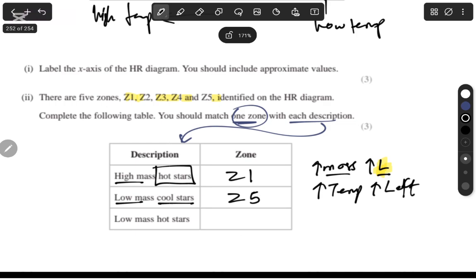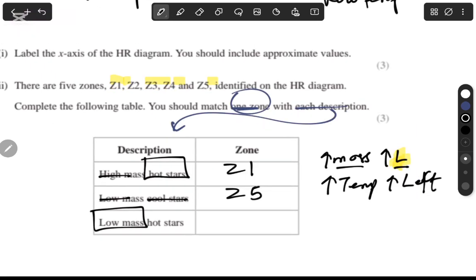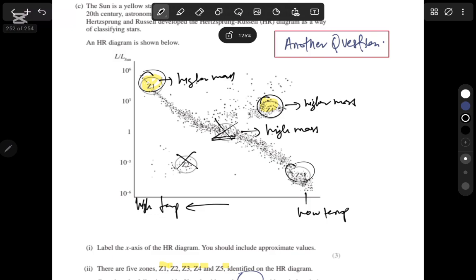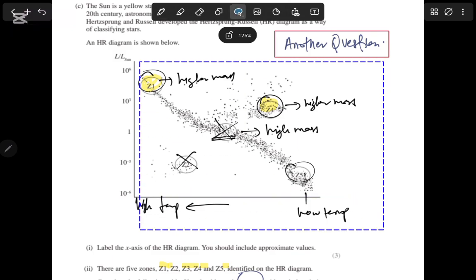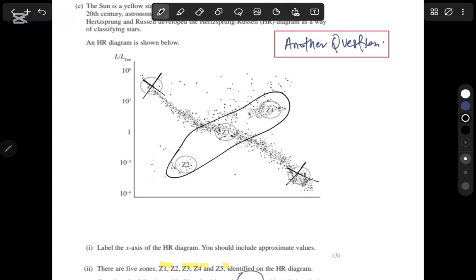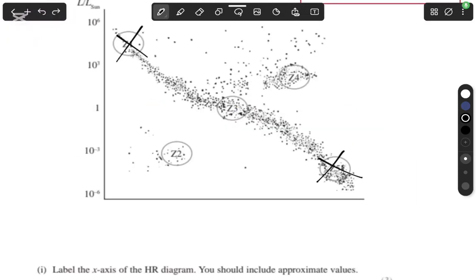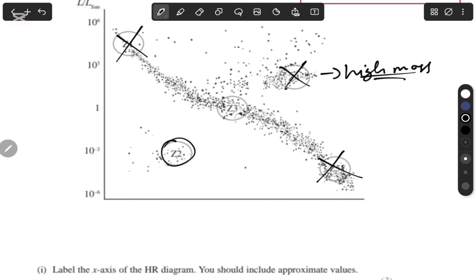The next region, it says, is low mass. So something that has low luminosity. We already went through this, so this cannot be the answer. It's got to be one of these three. So we have to pick something that has low mass. It definitely cannot be Z4 because that's for high mass. We have high mass here as well. And it cannot be Z2.